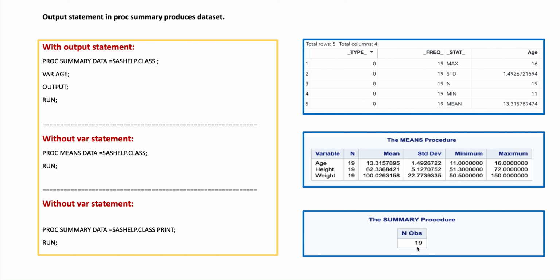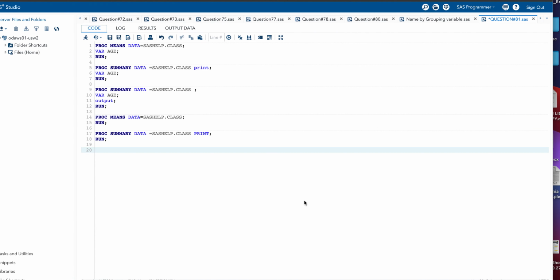Those numbers are 19. Similarly, when we run this set of code in a real SAS window, it will generate exactly the same as I explained. Let me go through the SAS window and run this program. This is the SAS window. It has 5 different programs as we explained before. First one is Proc means with var statement.